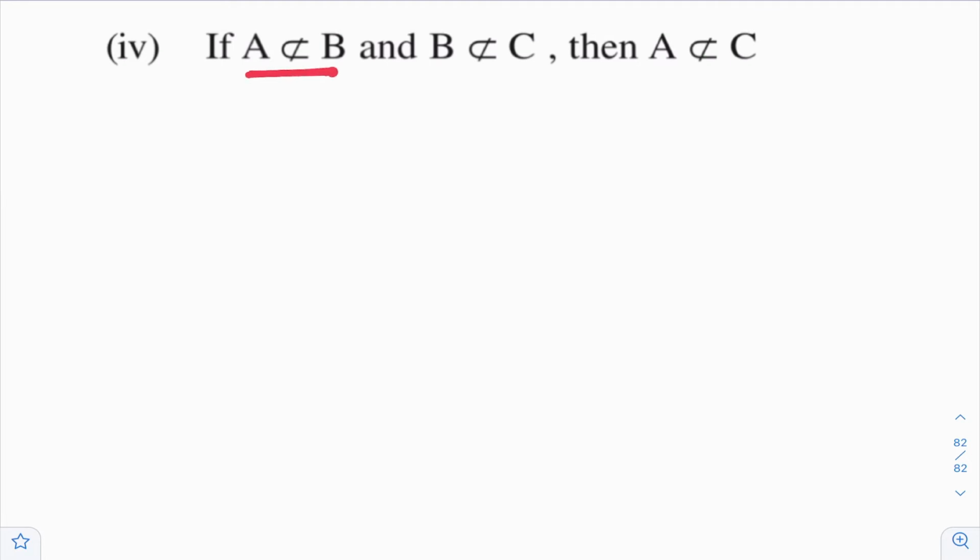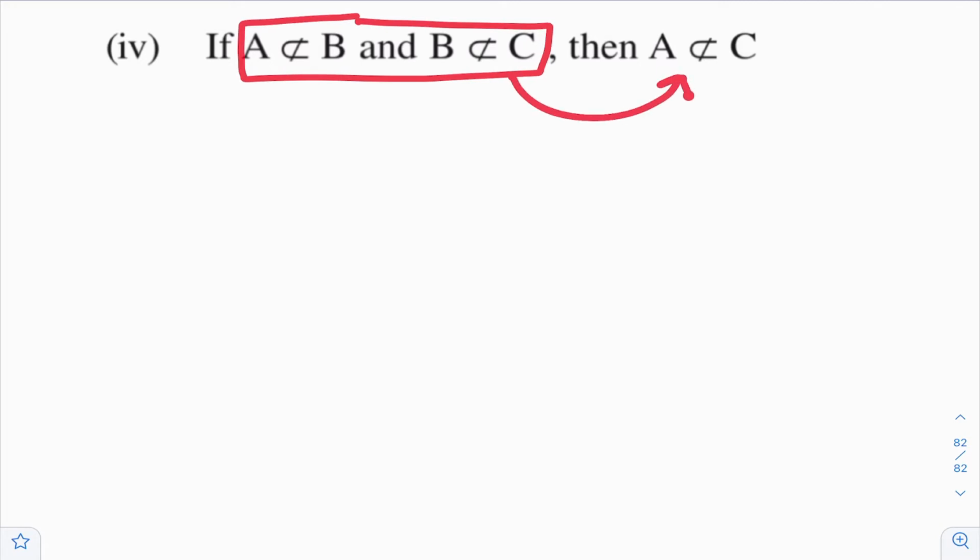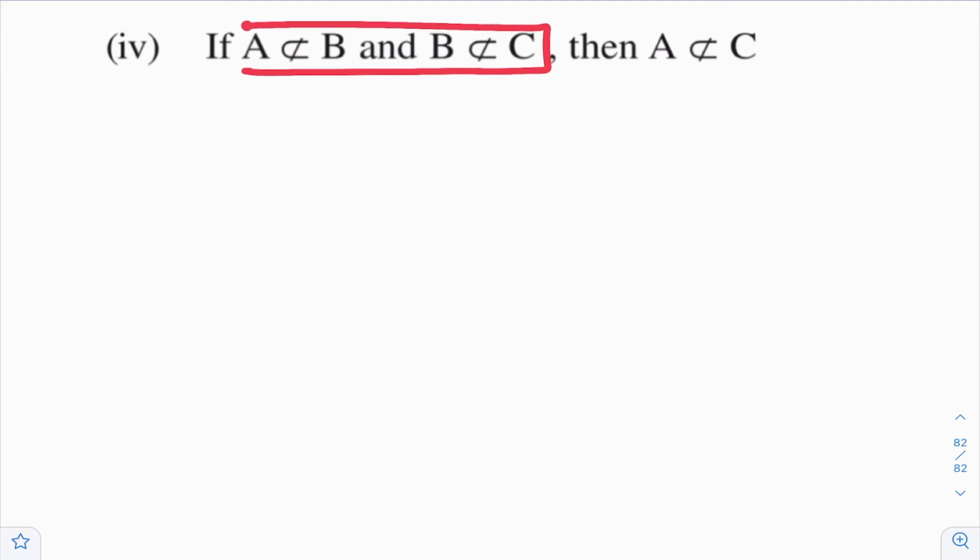You observe this fourth bit. When A is not a subset of B and B is not a subset of C, when these two things are happening, then they are saying that A is not a subset of C. They declared one sentence here: when these two are happening, then this is happening. When I need to give an example if it is false, one example is enough, right? If it is true, I need to prove it.